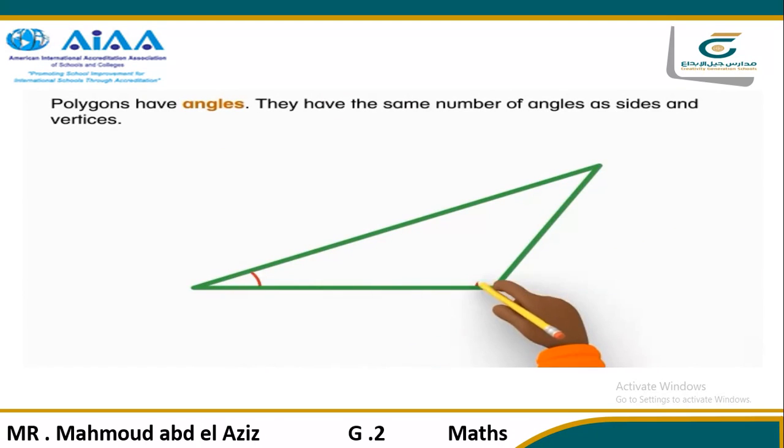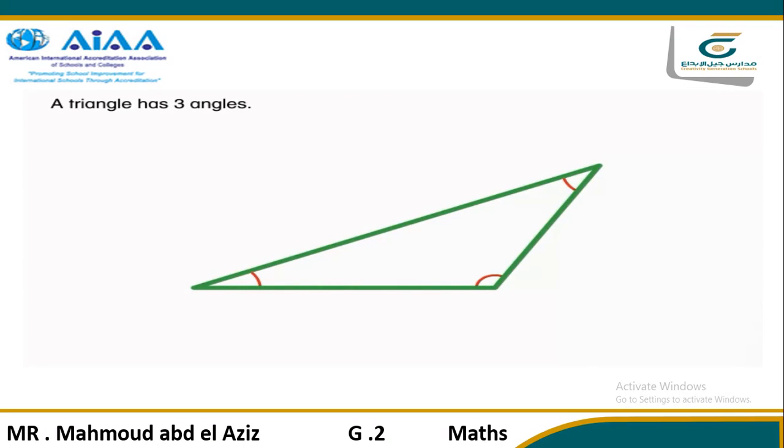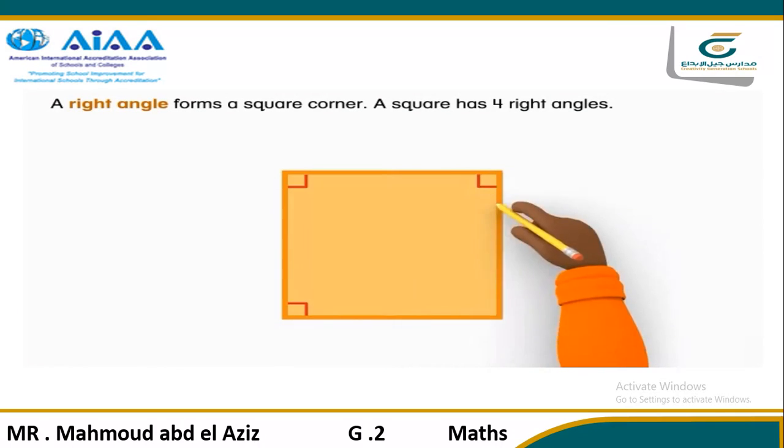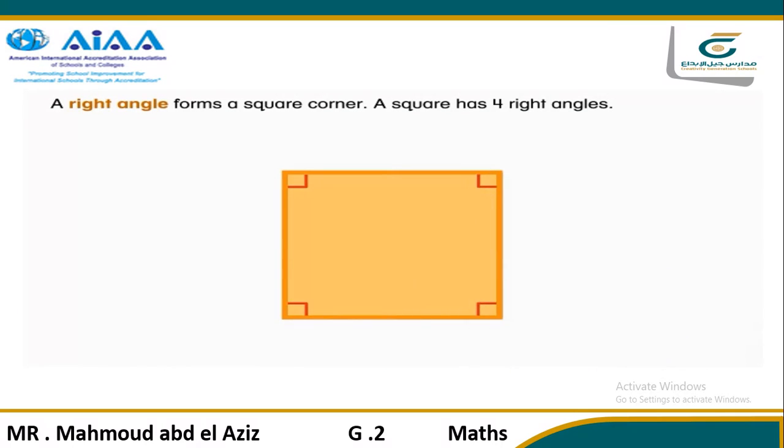Polygons have angles. They have the same number of angles as sides and vertices. A triangle has 3 angles. A right angle forms a square corner. A square has 4 right angles.